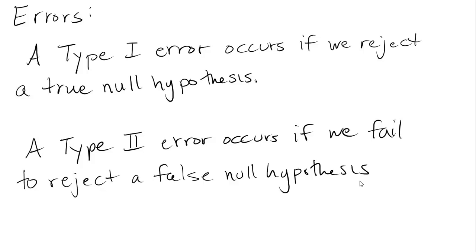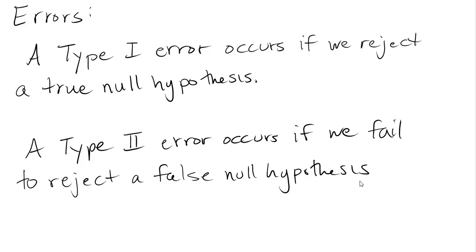That would be an error. Again, that error is made because the sample misled you. If the null hypothesis is false, then most samples would lead you to reject it. But the sample that you gathered completely by chance, not because you did something wrong, but just based on probability, was not representative of the population, and therefore you weren't able to reject.